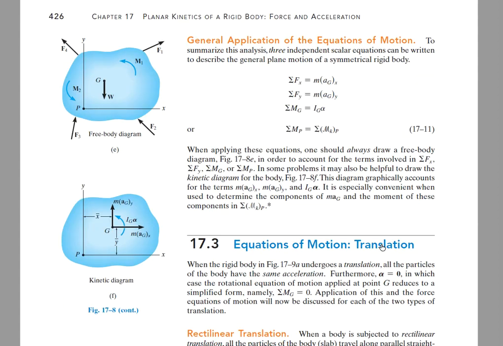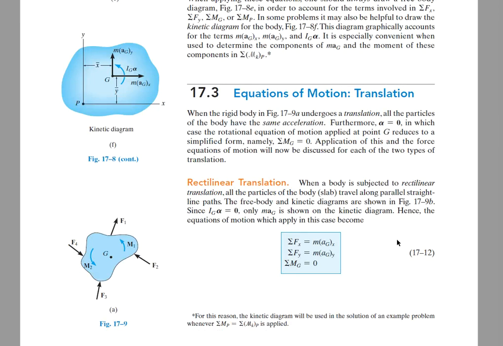In general, we state these equations. That is, the sum of forces in the x and y direction equals mass times the acceleration in the respective direction. And the sum of moments about the center of mass is the mass moment of inertia about the center of mass times the angular acceleration, or the sum of moments about a point other than the center of mass is going to be the kinetic moment about point P. Okay.